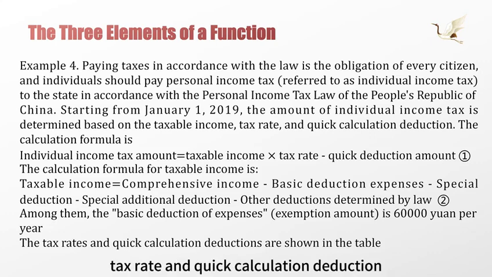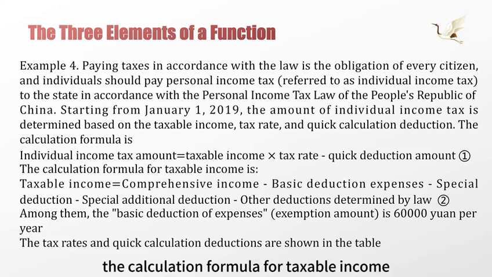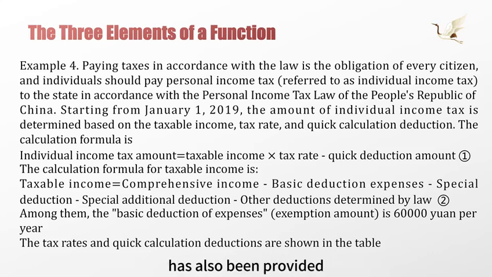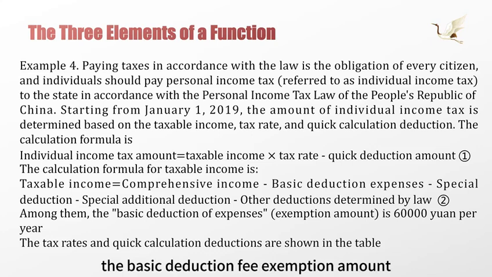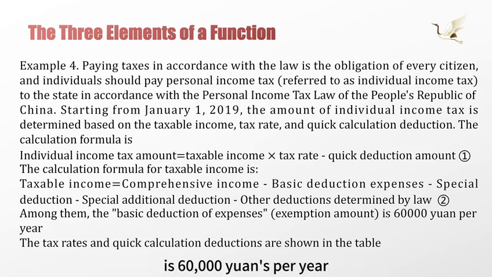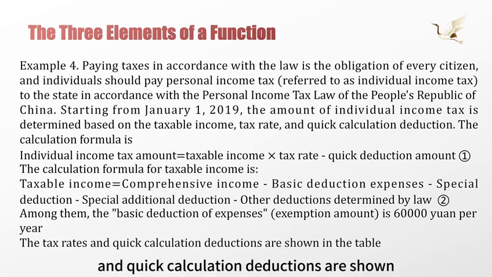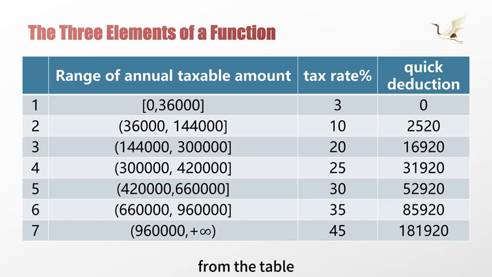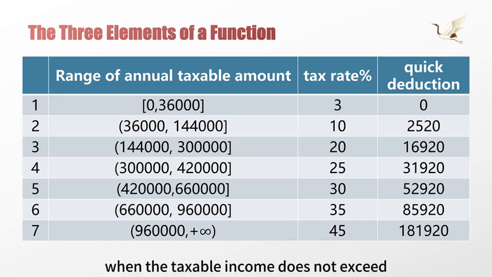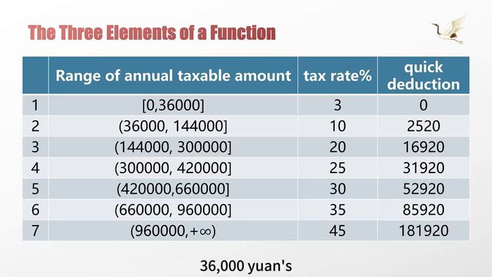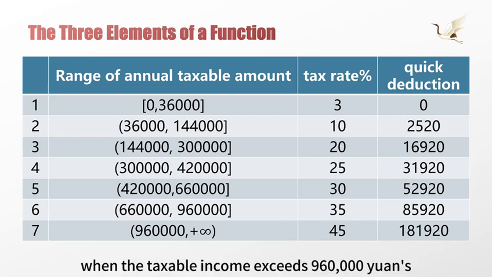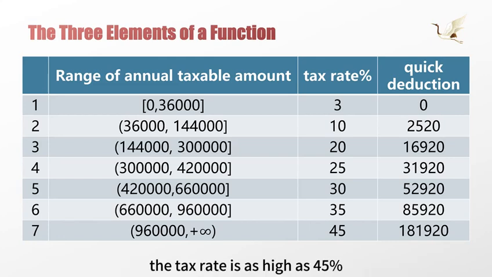and quick calculation deduction. The calculation formula is as follows. The calculation formula for taxable income has also been provided. The basic deduction fee exemption amount is 60,000 yuan per year. The tax rates and quick calculation deductions are shown in the table. From the table, it can be seen that when the taxable income does not exceed 36,000 yuan, the tax rate is 3%. When the taxable income exceeds 960,000 yuan, the tax rate is as high as 45%.